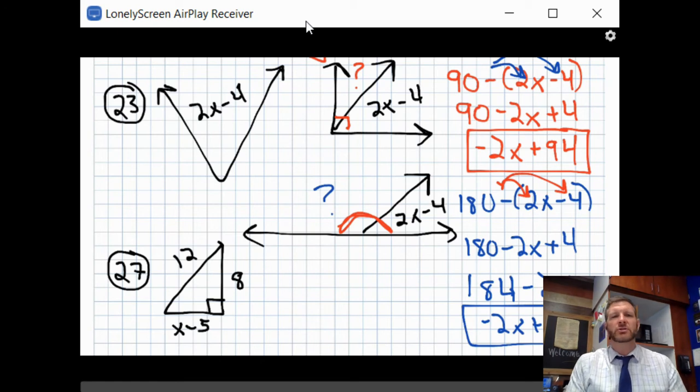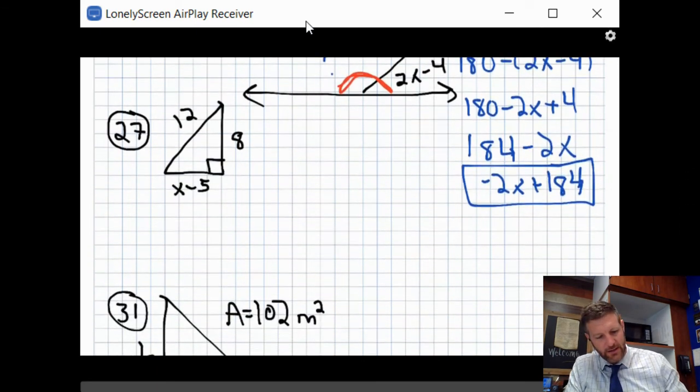So again, when they ask you just to express a complement or a supplement, take the total, either 90 for complement, 180 for supplement, and then subtract the given expression. Make sure you put the expression in parentheses, distribute that negative, and you'll have another expression representing that missing angle.